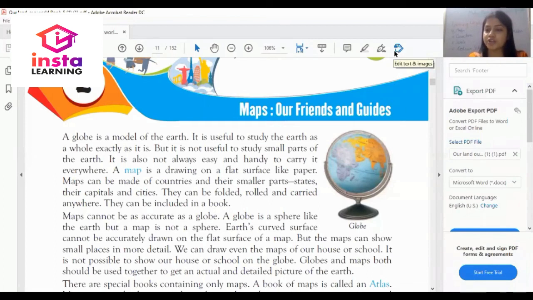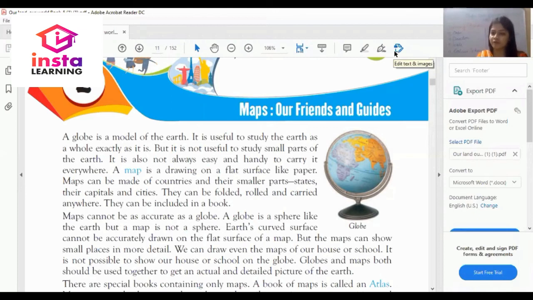A very good morning to all the students of class 5. Dear student, today we will study the second chapter of social science named Maps, Our Friends and Guides. We will study this chapter from the book Our Land, Our World. So, let's begin with the chapter.